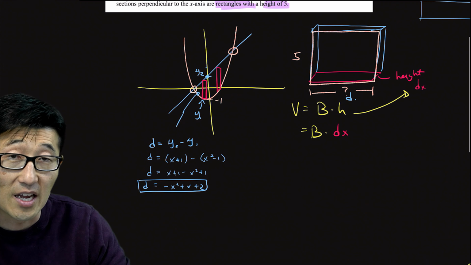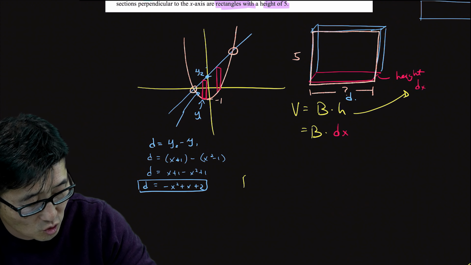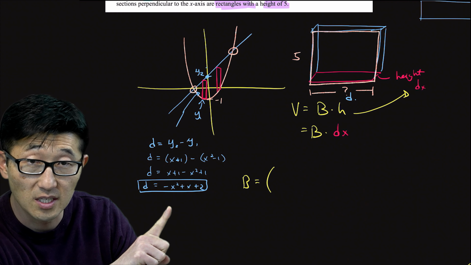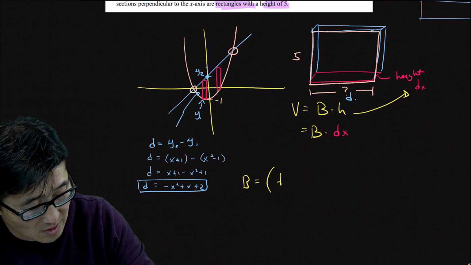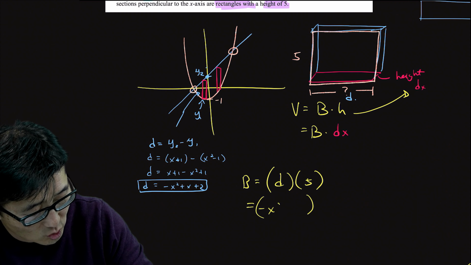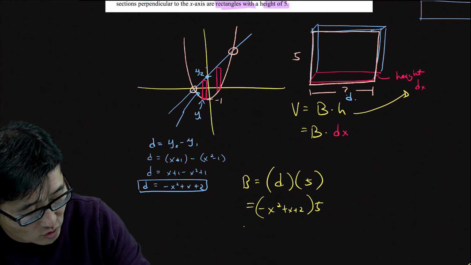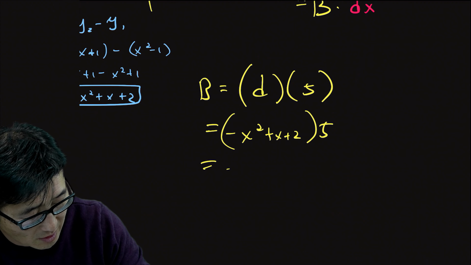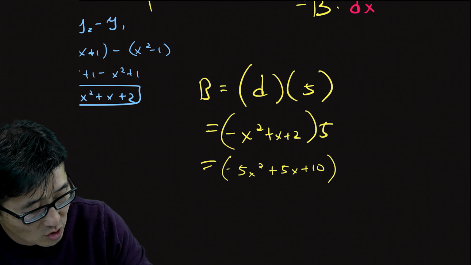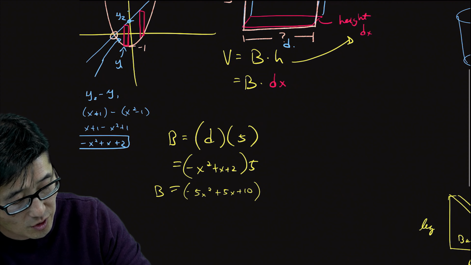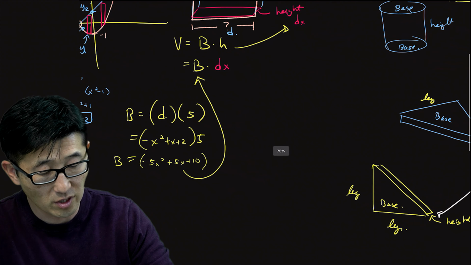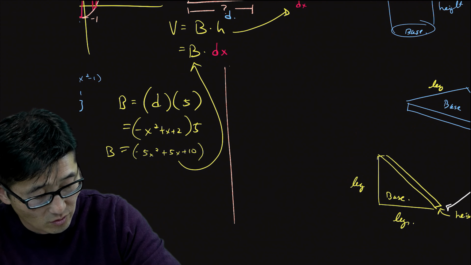So now the question is, how do you find the area of the base? That's easy. You just multiply the two sides. So the area of the base, the letter B, will be D times 5. And D is represented with negative x squared plus x plus 2, times 5. If you multiply everything out, this will become negative 5x squared plus 5x plus 10. That's your area of the base. We're going to put this right here, and we're pretty much done. I'm kind of running out of space, so I'm going to just do it right here.